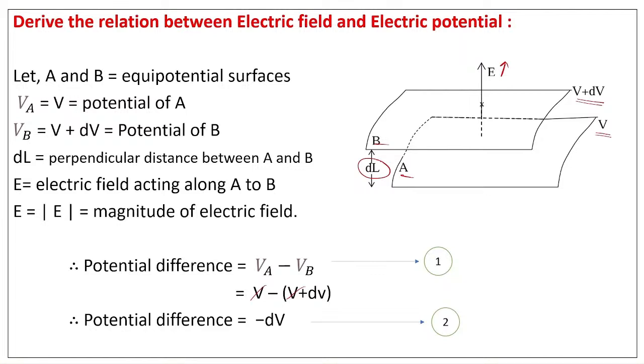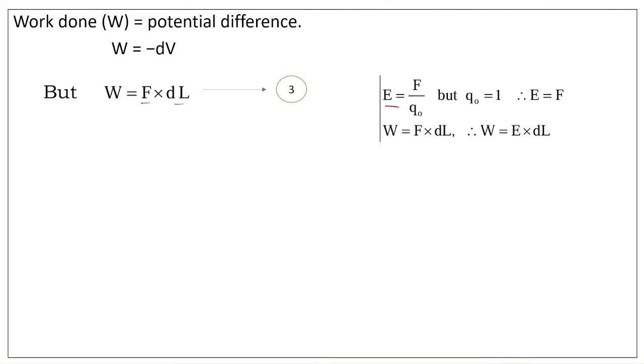Mark as equation 2. Imagine unit positive charge, Q0 is equal to plus 1 C, moves perpendicularly from B to A against field direction. Therefore, work done W is equal to potential difference. That is, W is equal to minus dV. But W is equal to F into dl. Mark as equation 3. Where E is equal to F by Q naught. Here, Q naught is equal to 1. Therefore, E is equal to F.